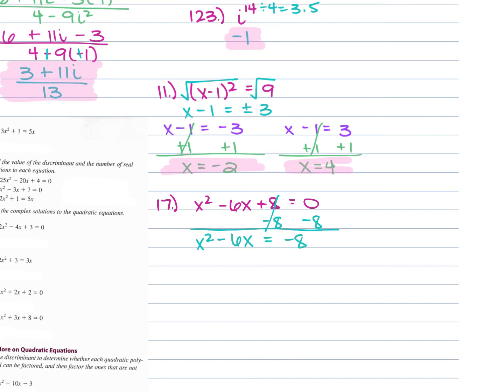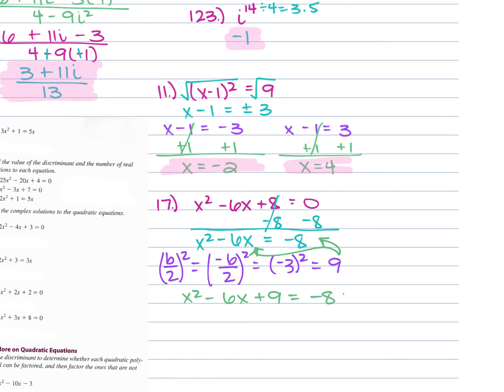To find our new c term to make the left side a perfect square trinomial, we are going to use (b over 2) squared. Our b term is that negative 6. Negative 6 over 2 is negative 3. Negative 3 squared is 9. So we're going to add the 9 now to both sides of that equal sign. So that's going to give us x squared minus 6x plus 9, which is a perfect square, is equal to negative 8 plus 9.